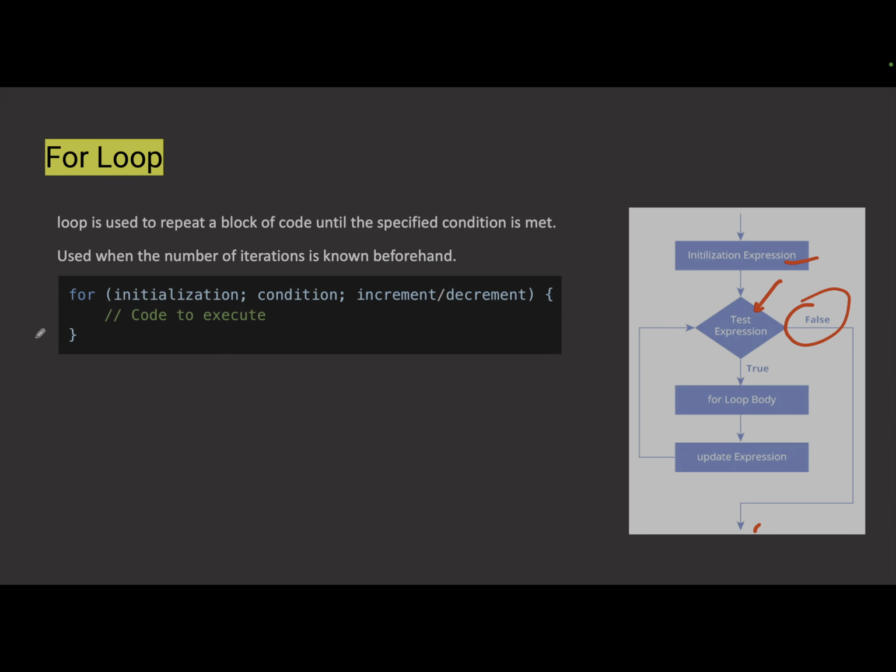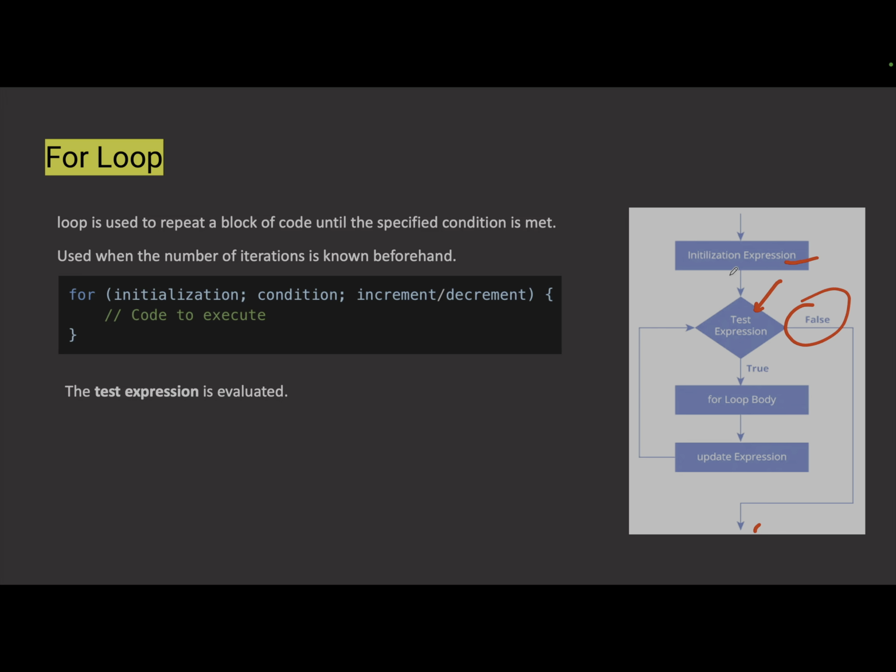For the syntax, you can see here for, we put the initialization, the condition, and the increment or decrement. So this is the syntax. First we will initialize one value. We'll put the condition over there and we will increment or decrement the initialization value. Here you can see test expression, loop body and update expression. This increment or decrement will update the expression.